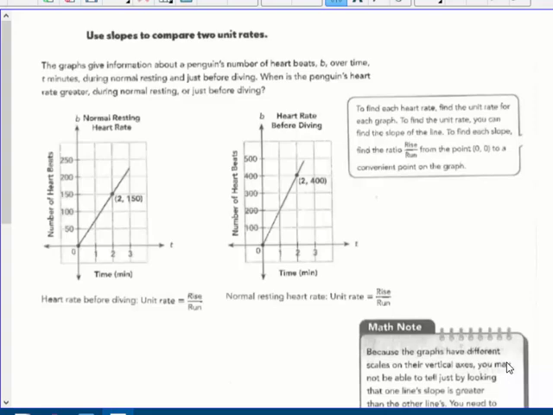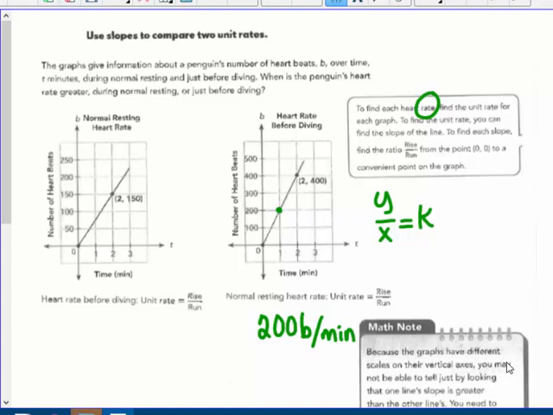To find each heart rate, key word there, find the unit rate for each graph. To find the unit rate, we remember when x equals 1, from our 7th grade material, remember y divided by x equals k. So when x equals 1, that gives us our unit rate. So when x is 1 before diving, the unit rate is 200 beats per minute.